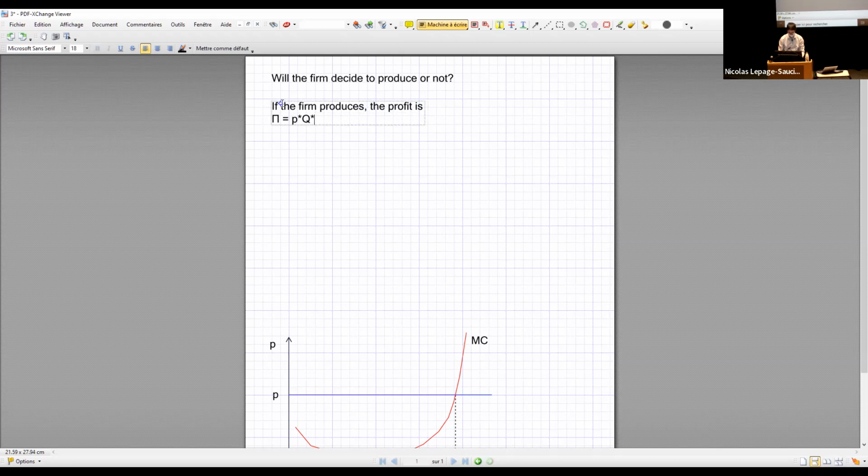So PQ, you have to know that's the optimal quantity, Q star. Let's write it this way. This is a multiplication and this is minus the cost. But let's be a bit more specific, where cost is the total cost.